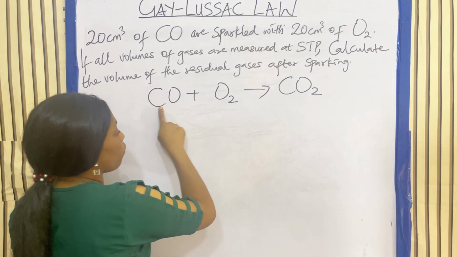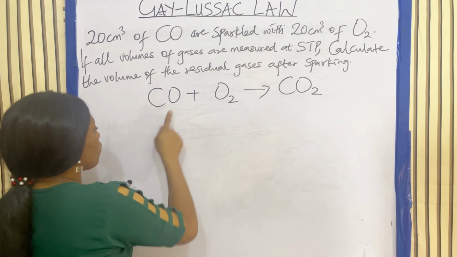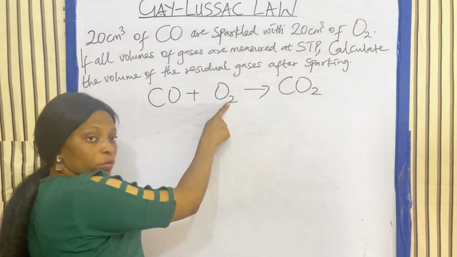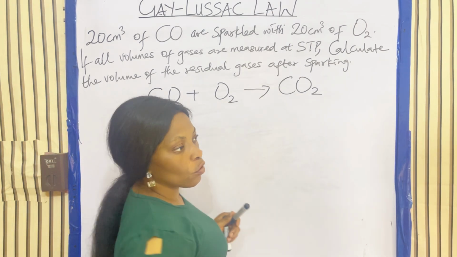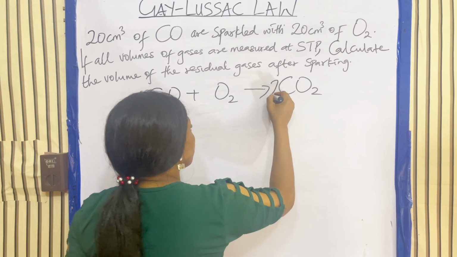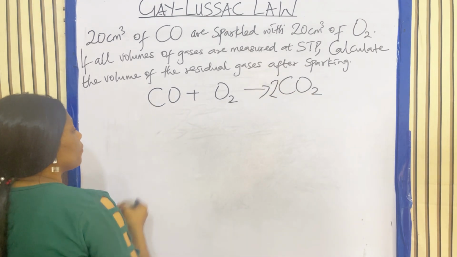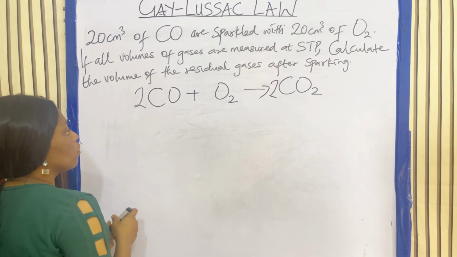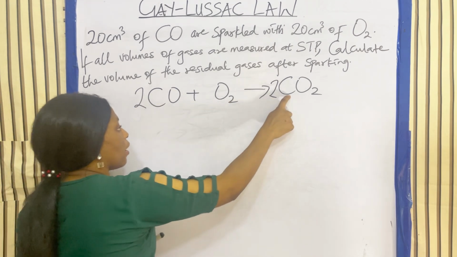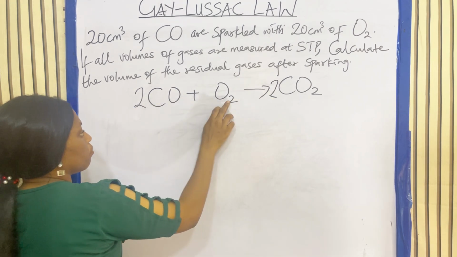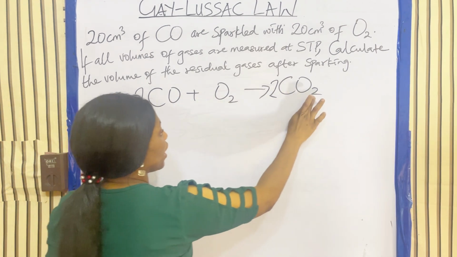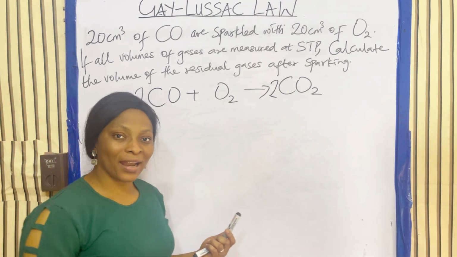So you have this one, carbon 1, oxygen 1 plus 2, 3. Oxygen here is what? 2. So what are we going to do? Let's add 2 here. Oxygen will now be 2 times 2, 4. And then let's also add 2 here. So 2 carbon, 2 carbon, 2 oxygen plus 2, 4. 2 times 2, 4. It is balanced.